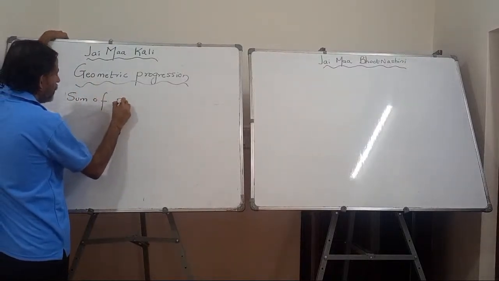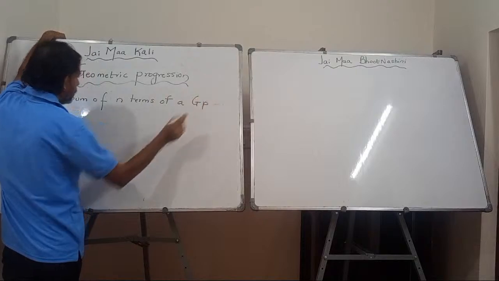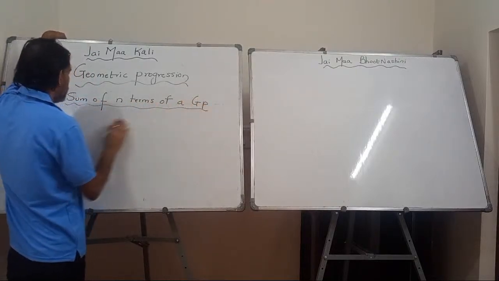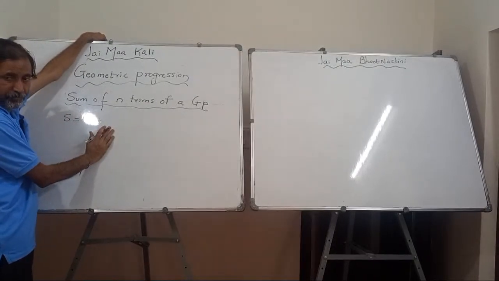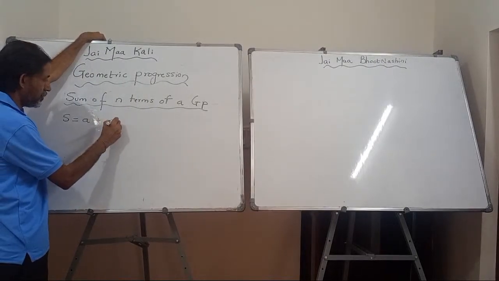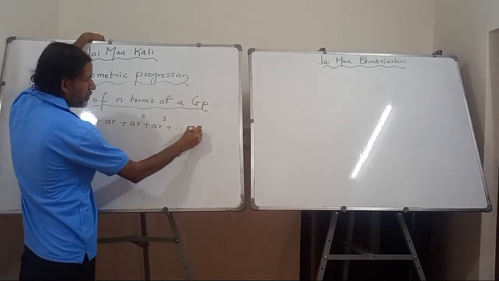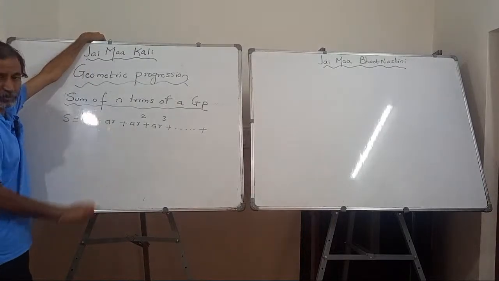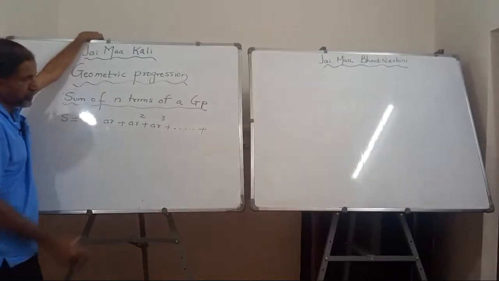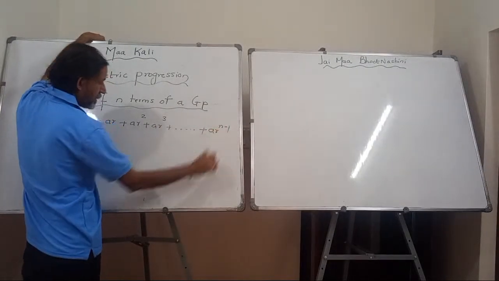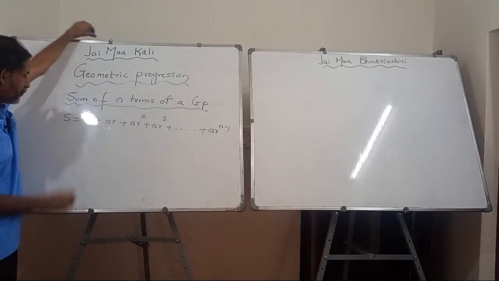Sum of n terms of a GP, of a geometric progression. So S is equal to a plus, which is the next term? Yeah, very good, ar square. The last term, there are n terms, the nth term is ar raised to n minus 1. Now we want to find the total of all this. Any idea how you can do it?